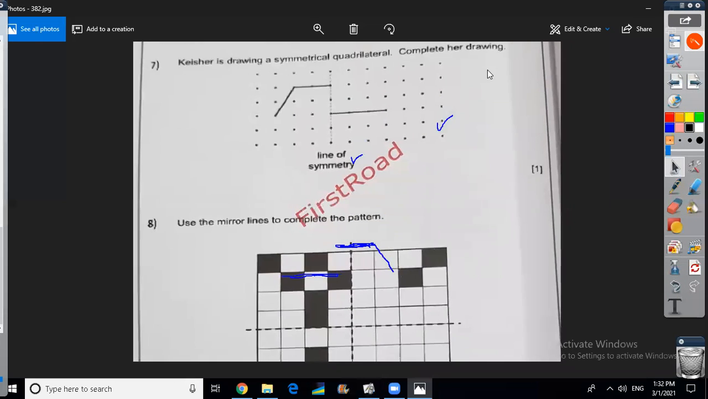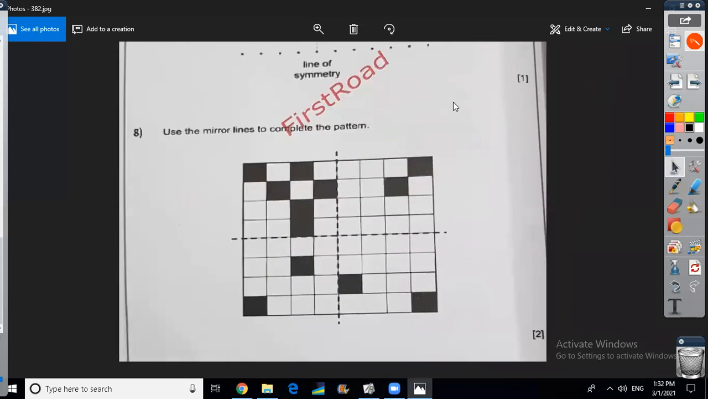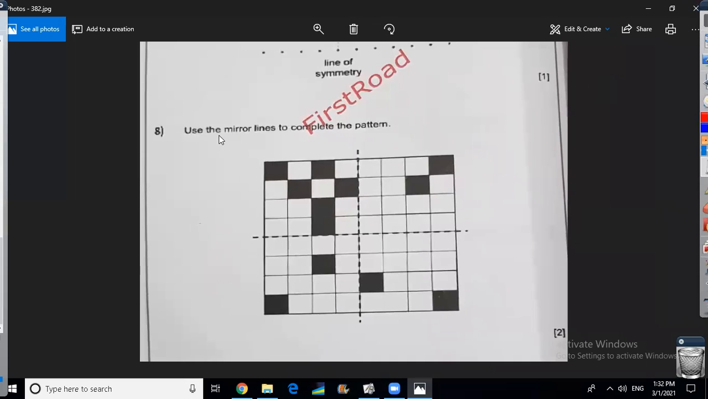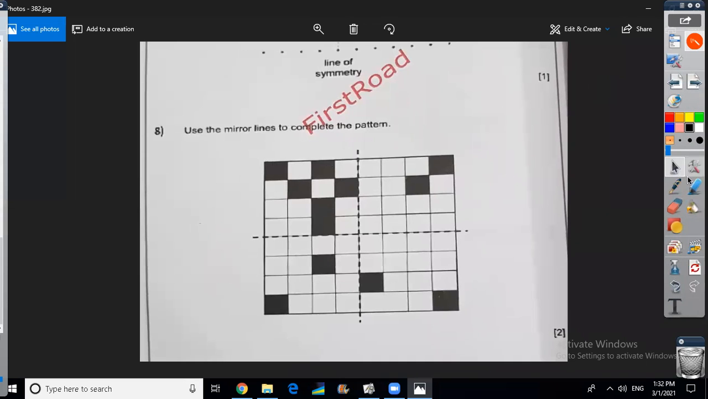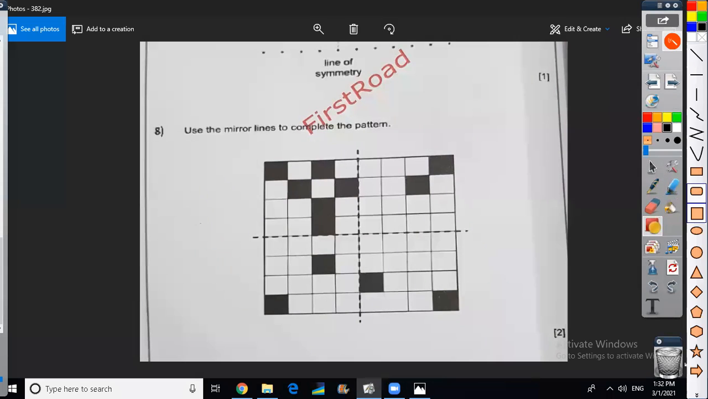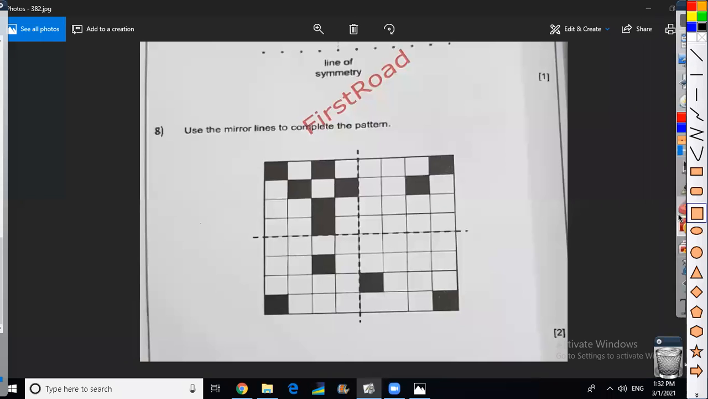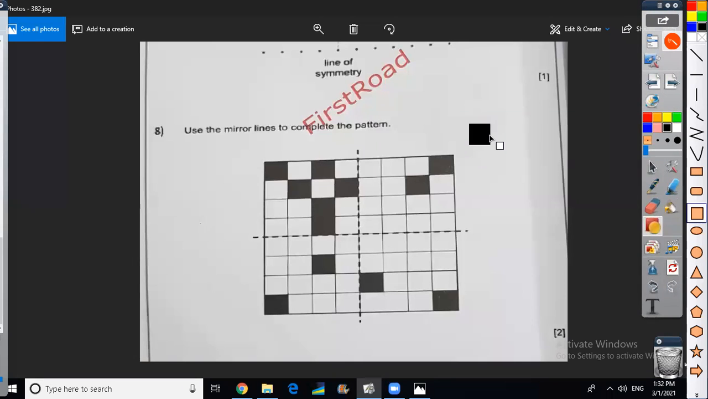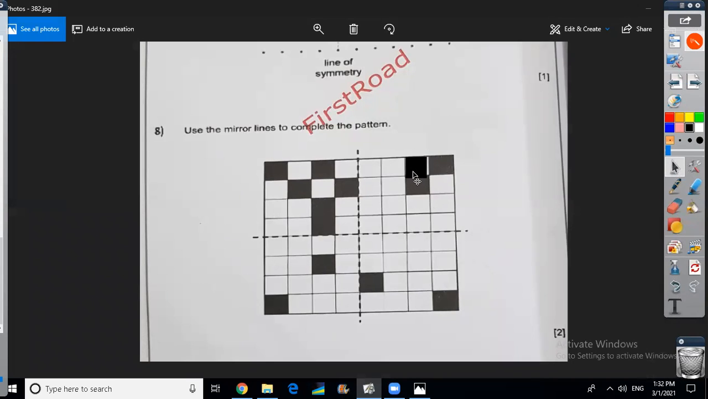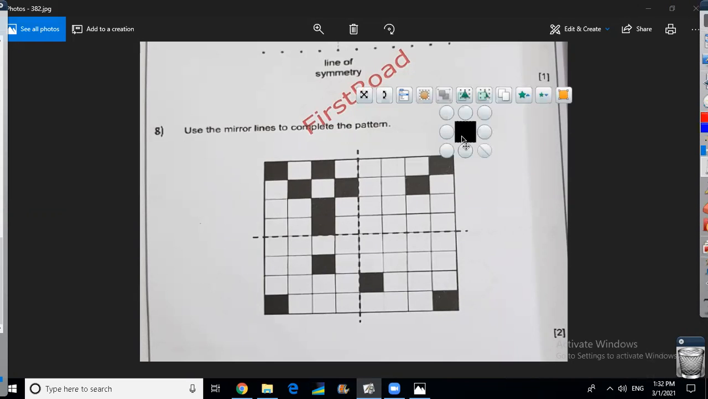The next question. Oh, it's exactly the same as the other one. Use the middle lines to complete the pattern. The middle lines is just reflection, the same as the previous page exactly. I'm gonna just get here some copies of some squares. Yes, this is gonna work. All right, let's do this.